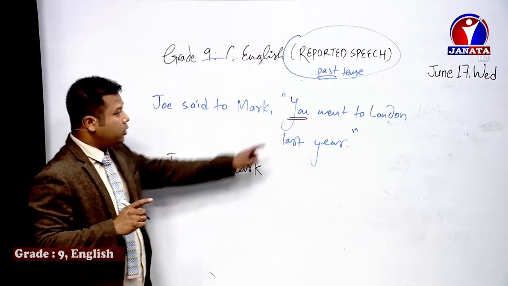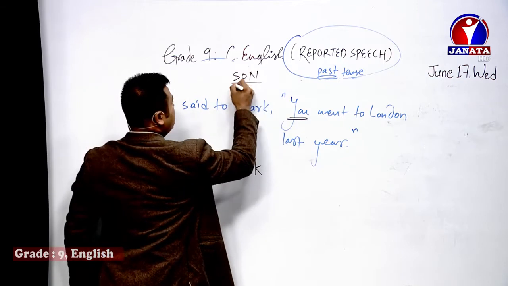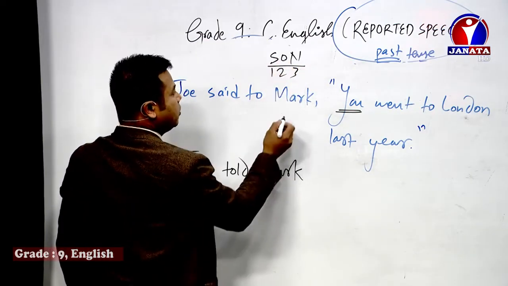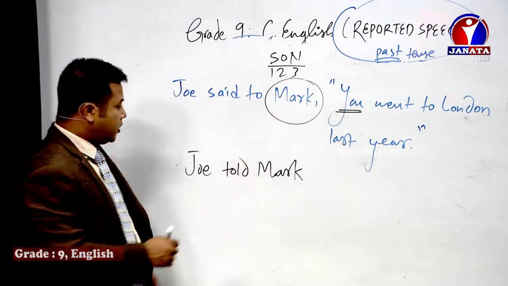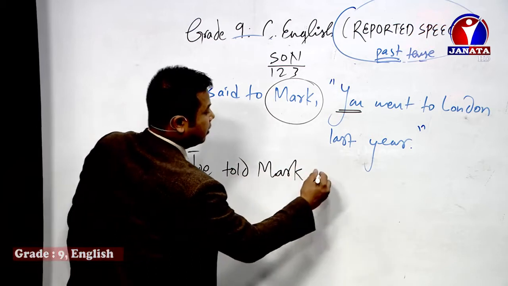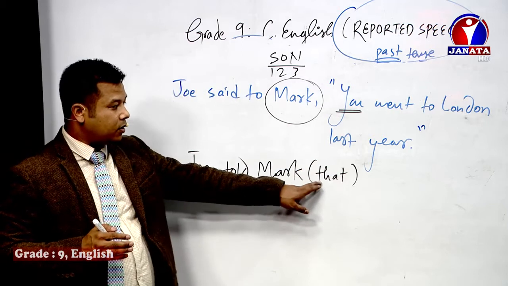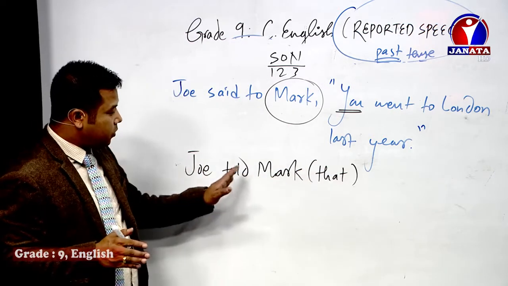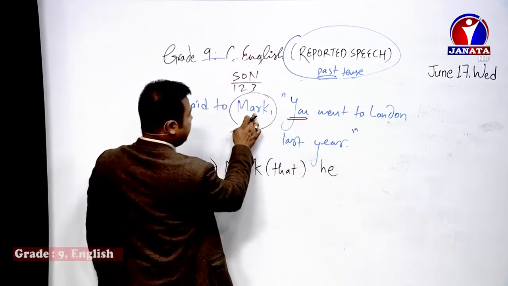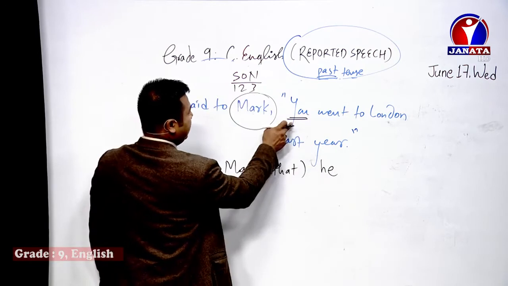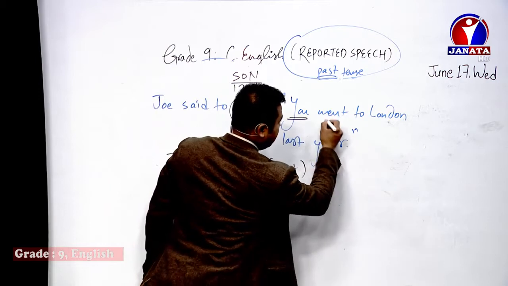Now, who is this you? I told you the SON rule. You is a second person pronoun, and second person pronoun, according to the SON rule, 1, 2, 3, is the object, the listener. Who is the listener here? Mark is the listener. So, Joe told Mark, okay, that is optional. I really do not focus on this conjunction because this is optional. Joe told Mark that he, this is you, is he. That is you. You went to London, so Joe told Mark that he, what is the tense now?